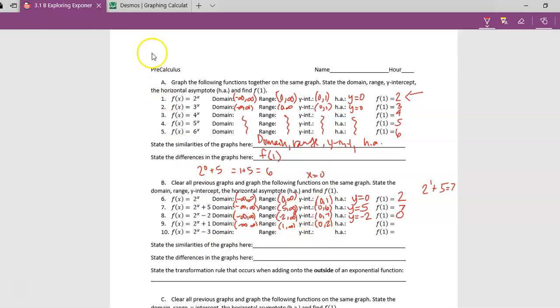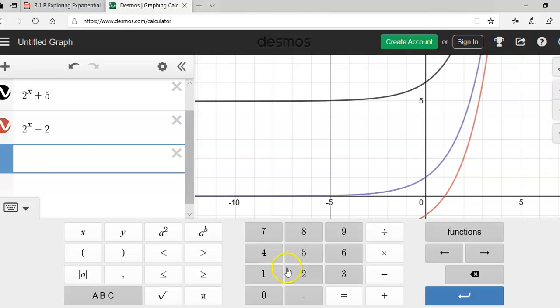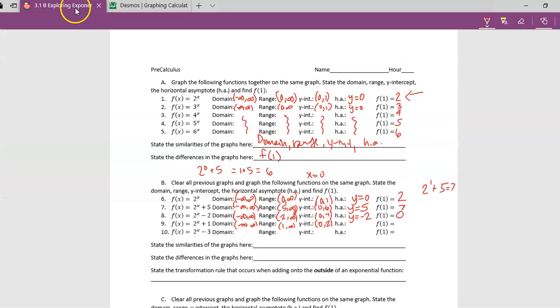Again, we can just put this on the graph and look at it. We don't have to do it this way. 2 to the x plus 1. Okay, so there it is at 0, 2. So we get the same thing either way. The horizontal asymptote moved up to 1 because it moved up 1 from 0. And f of 1, if I put 1 in there, is 2 plus 1, which equals 3.